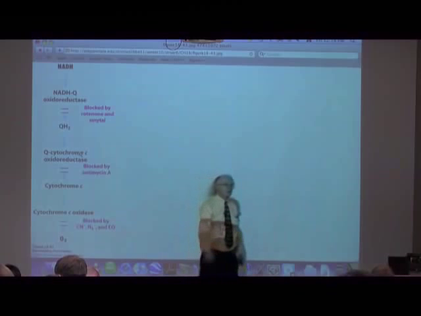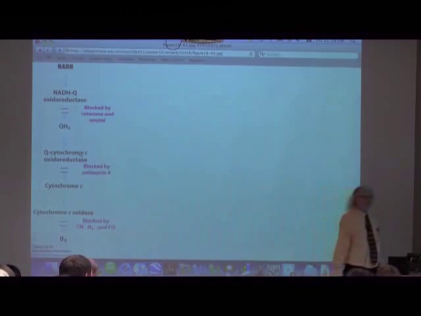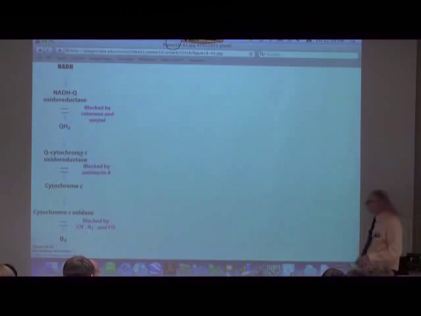Yes, sir? By attaching to the heme group? Yeah. Yeah, that's a good question. I believe it does, but I don't know the exact mechanism in complex 4. I can't tell you that for sure. But it wouldn't be surprising that it would do that, because you know it has affinity for the iron in the heme group.